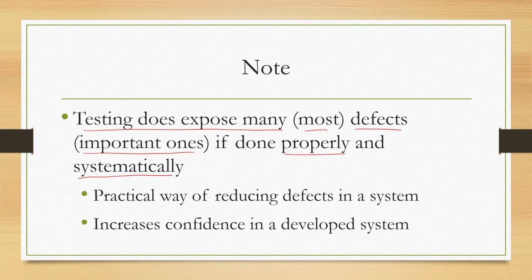So, we cannot go for testing with random test cases and randomly created test suites. Rather, we have to adopt a very appropriate method which has to be carried out in a very systematic manner, so that we are able to identify the important problems or important defects with the system. That is our goal rather than identifying all possible defects. In that way, it is more practical to reduce important defects in a system, and that in turn is likely to increase confidence in a developed system.